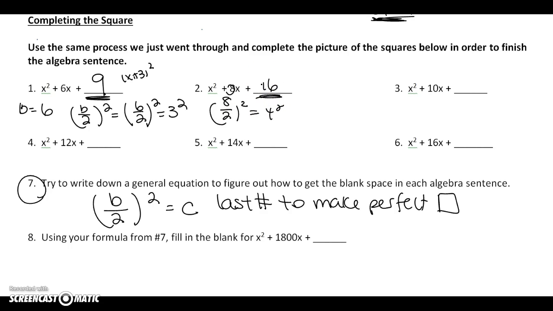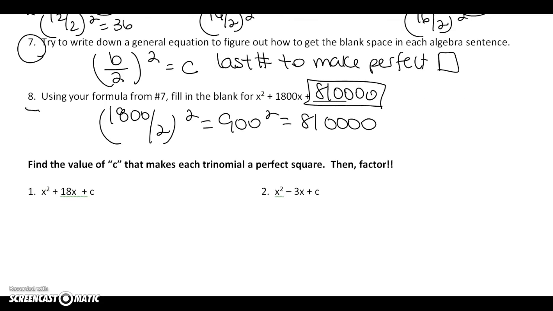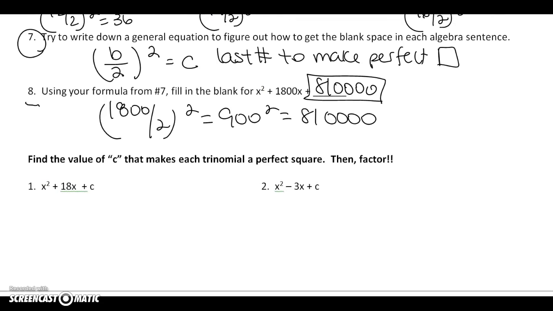You guys try out the next handful: 3, 4, 5, 6, and 8. Okay, so check your work and see how you did. You might want to pause me again just to look it back over, and we're going to move on to the next type. The next type is to actually find that c. We're doing the same thing, but it does say to factor after.